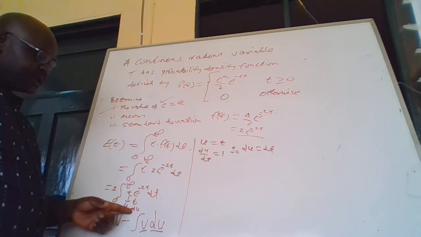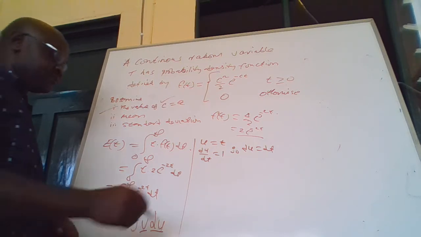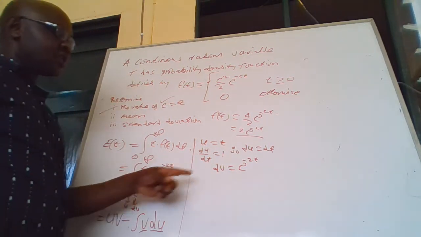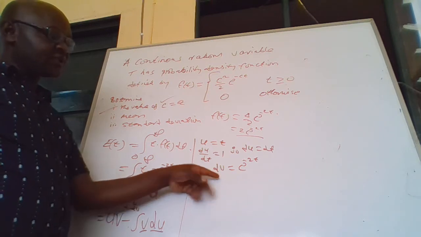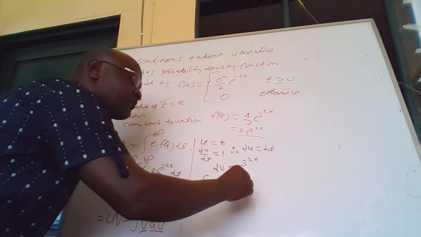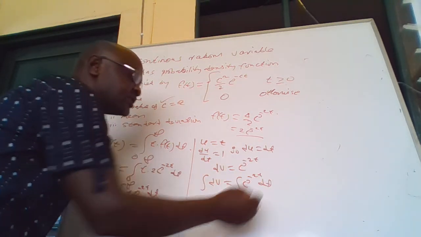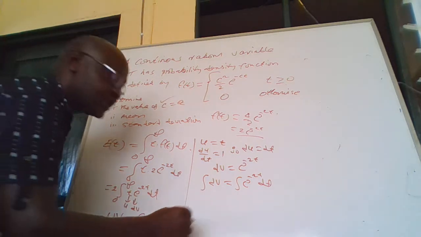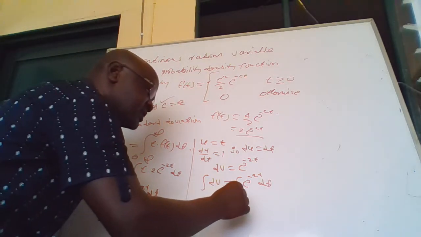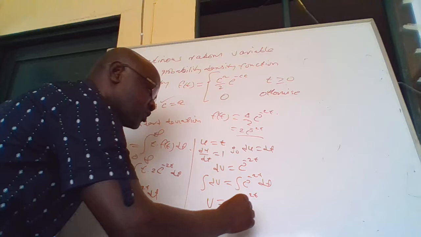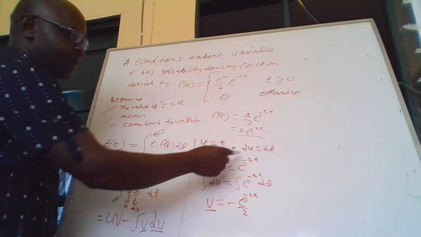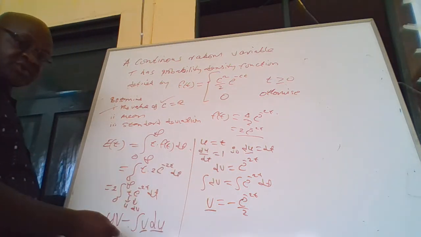Then again we are saying that dv equals exponent minus 2t. Now to get the value of v, we integrate this equation on both sides. Integral of dv equals the integral of exponent minus 2t dt. When you integrate dv, you get v. When you integrate exponent minus 2t, you get minus exponent minus 2t all over 2. So now we have v, we have du. We can now substitute in this formula.